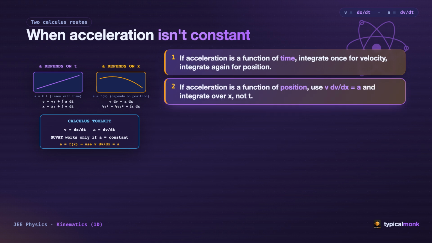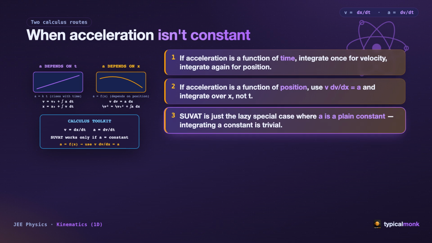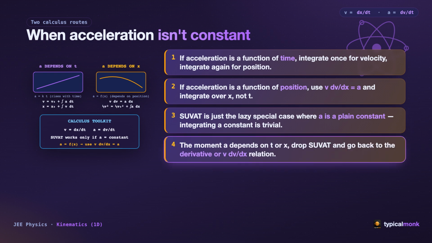On the right, acceleration given as a function of position instead, and this is where most students freeze. The trick is v dv over dx equals a, a direct consequence of the chain rule, and you integrate over position, not time. Notice that SUVAT itself is just the laziest special case, where acceleration is a plain constant number. Integrating it is trivial, and that triviality is exactly why those three equations exist. The moment you see acceleration written as a function of t or of x, resist SUVAT completely and reach for the derivative or the v dv over dx relation instead.